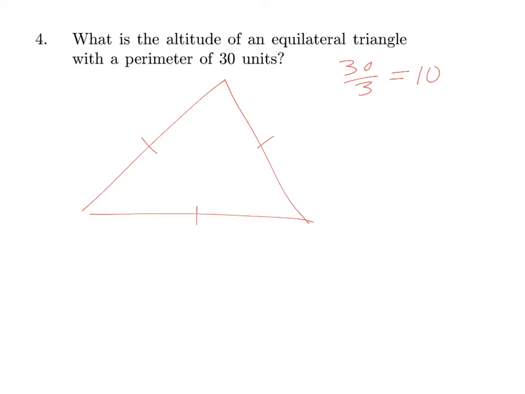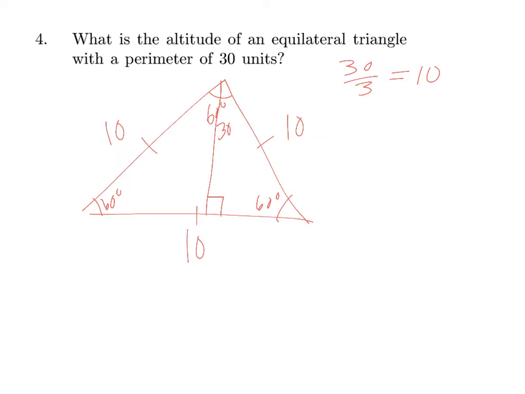All right, what is the altitude of an equilateral triangle with a perimeter of 30 units? Here's my equilateral triangle. The perimeter is 30 units. So if the perimeter is 30 units, I divide that by 3, and I get the length of each side. They want to know what the altitude is, so I'll draw the altitude straight down. This triangle could have been drawn a little better.